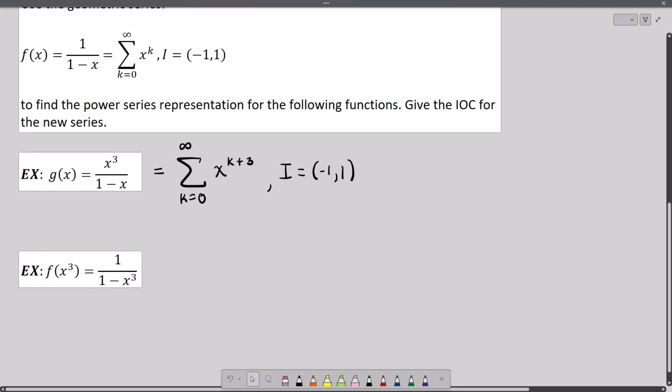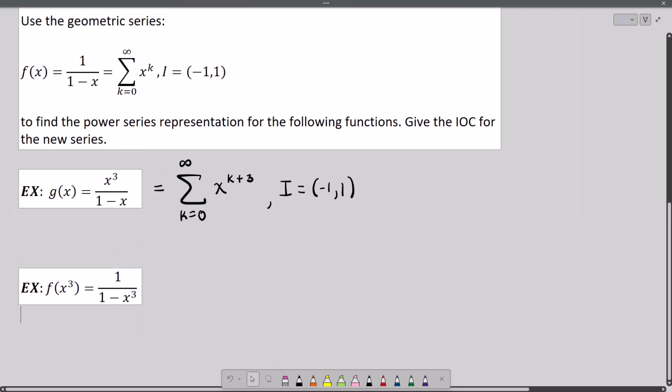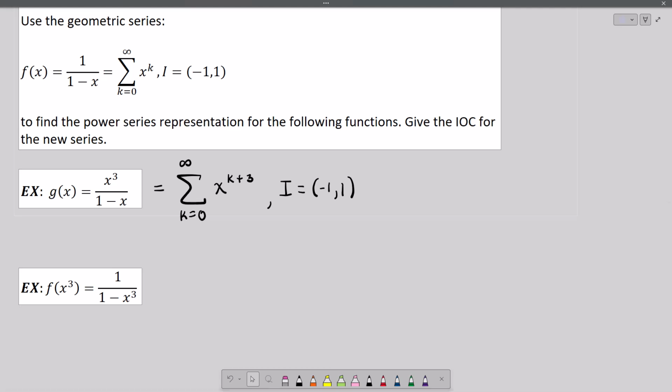Okay, how about this one? This one is case 3. When we look to the left side, what did we replace x with? X cubed. We're replacing x with x cubed, not multiplying by it, but replacing it. And so we do the same thing on the right side, the part that has the power series representation. We come inside here and replace x with x cubed to the k. That's x to the 3k.